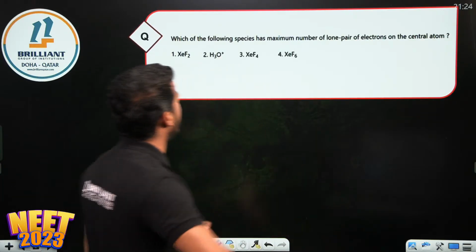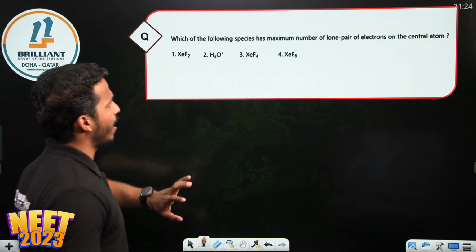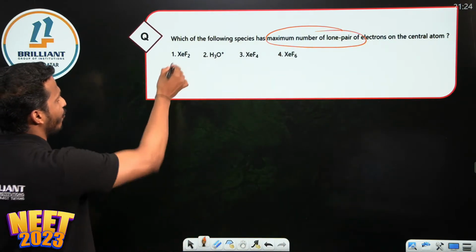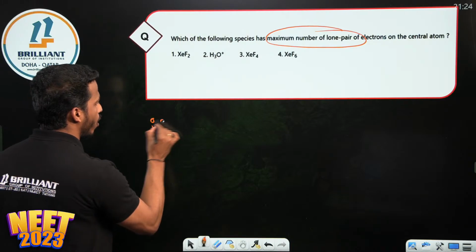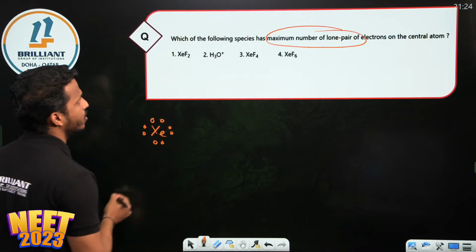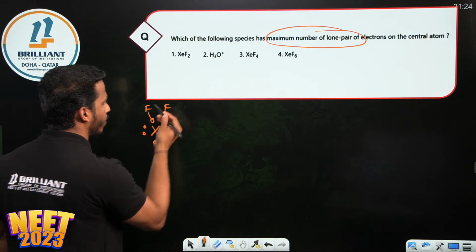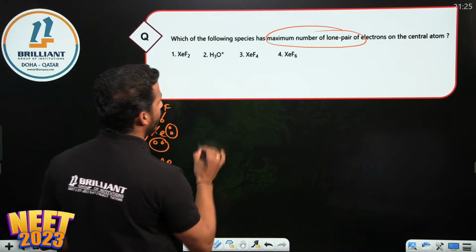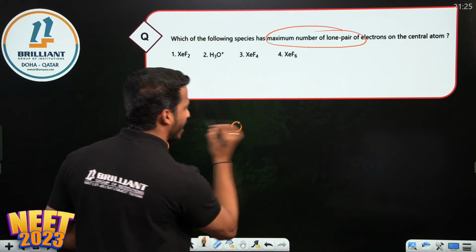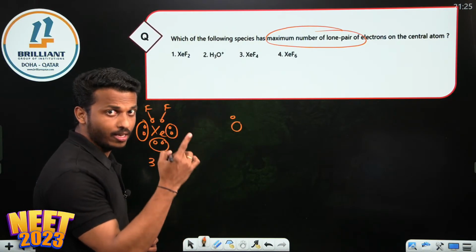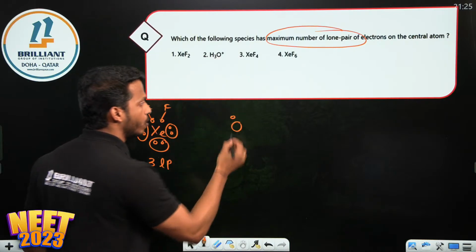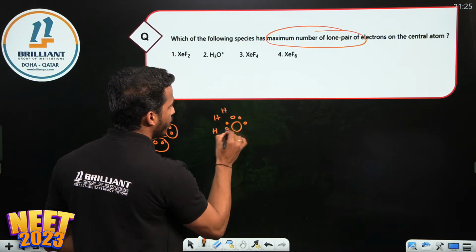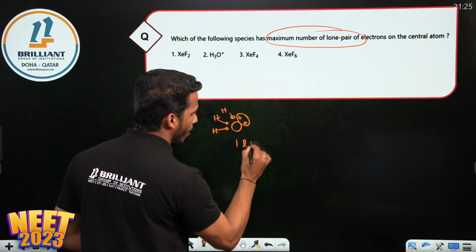Which one of the following species has the maximum number of lone pairs of electrons on the central atom? Where is the maximum number of lone pairs? Consider the first compound, XeF2, Xe. Xenon valence electron is 8 because it's a noble gas. Surrounded by 2 fluorine atoms, each of them requires 1 electron. You can see there are a total of 3 lone pairs. Second one is H3O plus, hydronium ion. Oxygen is the central atom. Oxygen valence electron is 6, but plus indicates 1 electron lost, so that is around 5 electrons. It is surrounded by 3 hydrogen atoms, so you can see there is only 1 lone pair.